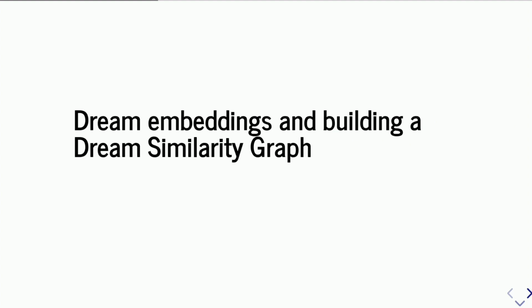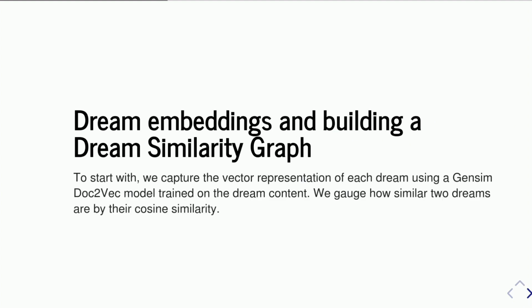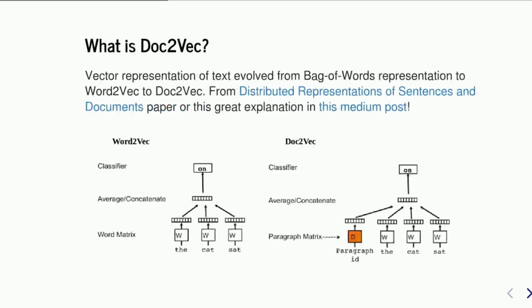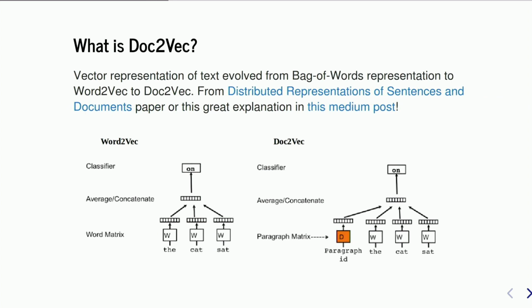So the embeddings from the dream content. We use doc2vec to generate the embeddings, and then we calculate how similar two dreams are by the cosine similarity. What is doc2vec? This is essentially an extension of word2vec. And I'm not entirely sure. Usually when I practice my presentation, I'm running out of time here, so I'm going to direct you to this Medium post on the explanation of doc2vec.